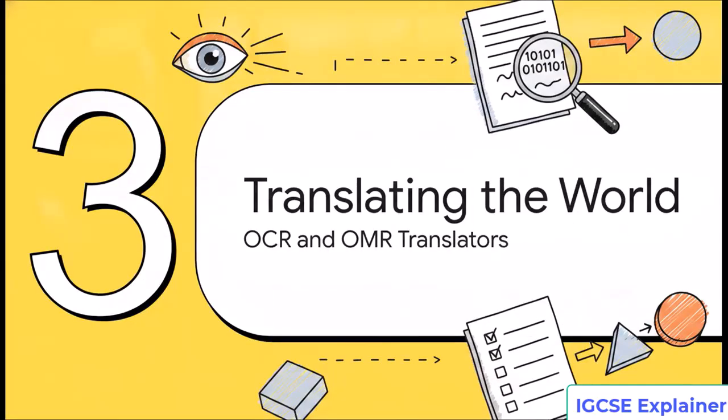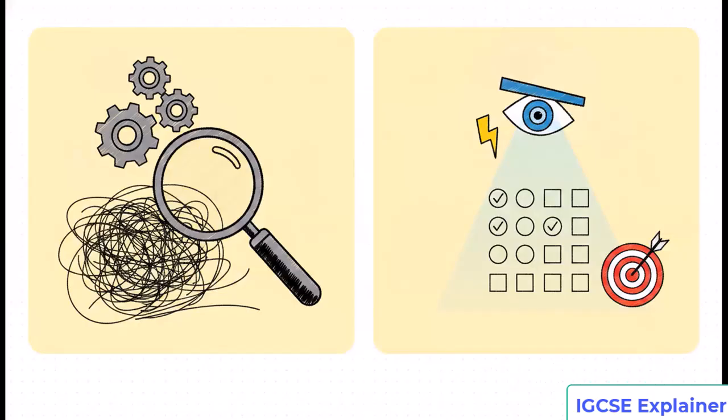Okay, Section 3, translating the physical world, focusing on optical character and mark recognition. When we put these two optical translators head-to-head, you really see how flexibility comes at the direct cost of accuracy. Optical character recognition, or OCR, is super versatile because it tries to read actual letters and handwriting, but since it relies on a really complex software engine, it honestly struggles with how messy human handwriting can be.